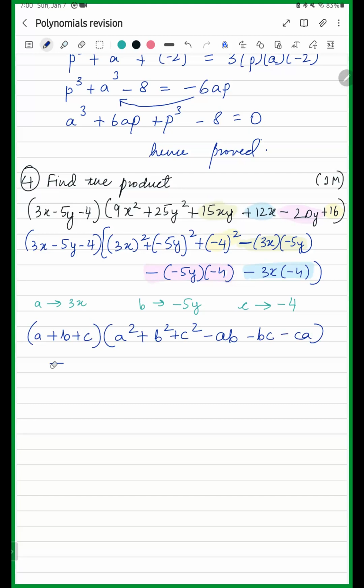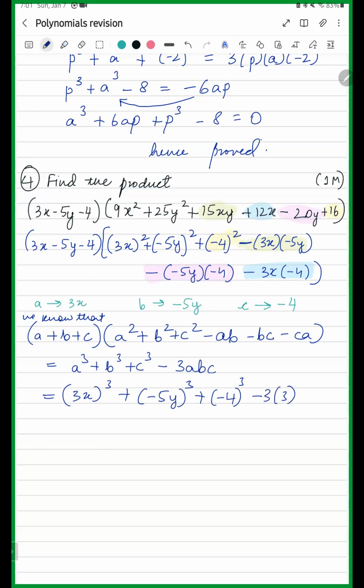So this is equal to, what is a? A is 3x, 3x whole cube plus b. What is b? Minus 5y. So minus 5y whole cube plus minus 4 whole cube minus 3 into 3 into minus 5 into minus 4, that is minus 3abc. Okay. Now here 3 cubed is 27. Now it's a negative cube, so its answer is going to be negative 125, and minus 4 cube is negative 64.